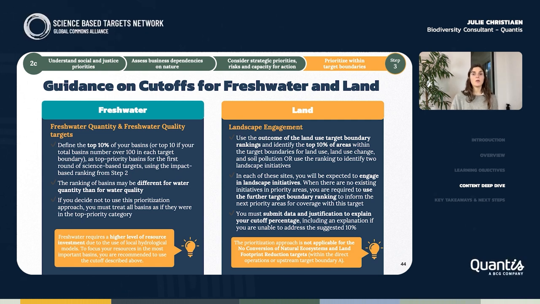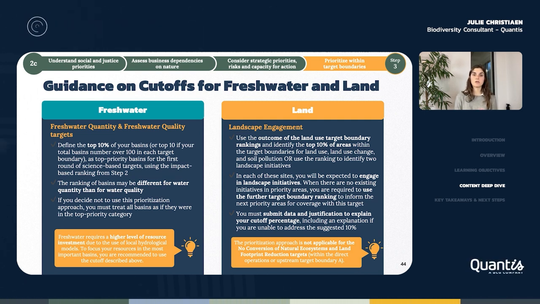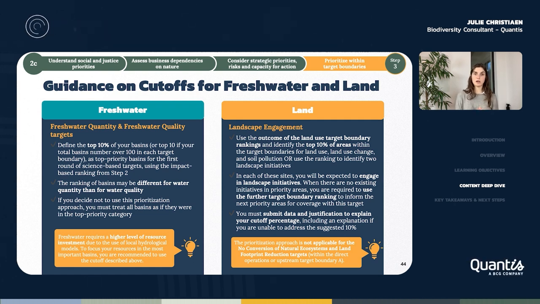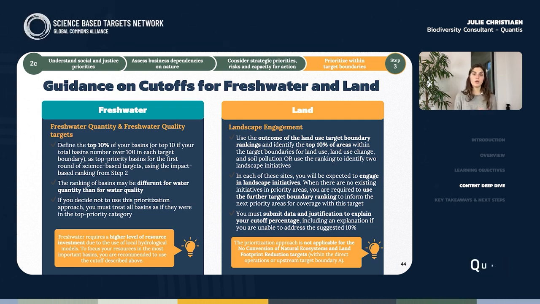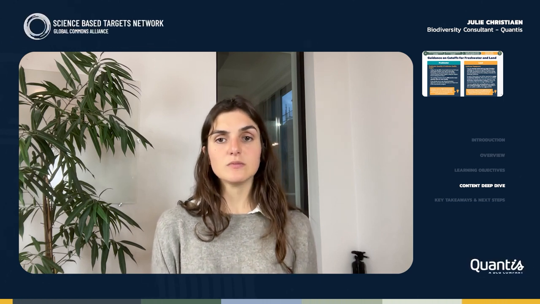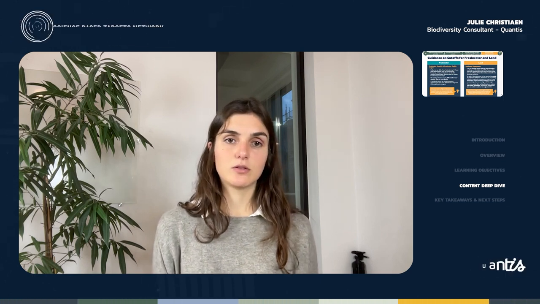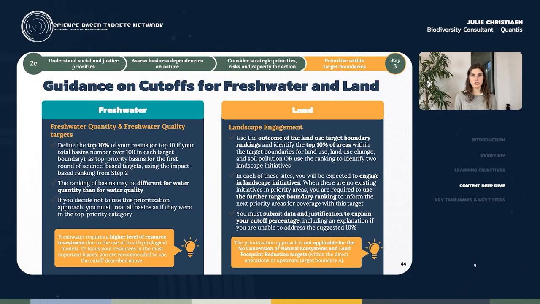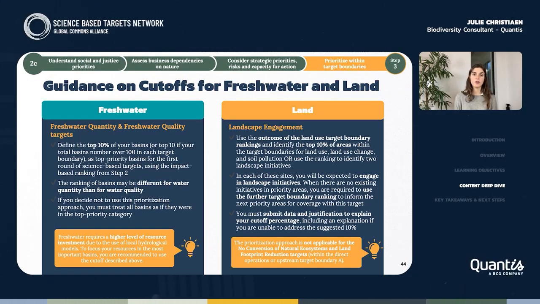For land, note that the prioritization approach is not applicable for the first two targets of the land methods, so the no conversion of natural ecosystems and the land footprint reduction targets, for the direct operations and upstream target boundary A. If you're planning to set the landscape engagement target, companies are recommended to use the top 10% of areas within the target boundaries for land use change and/or soil pollution.